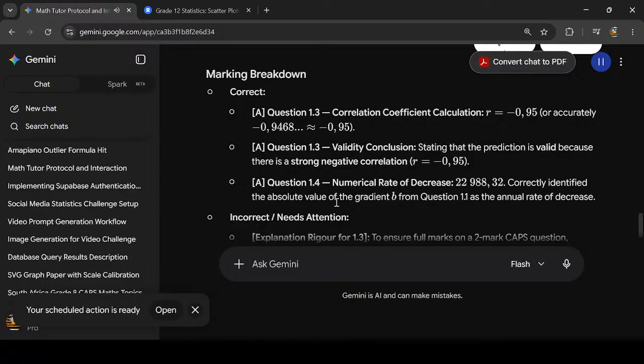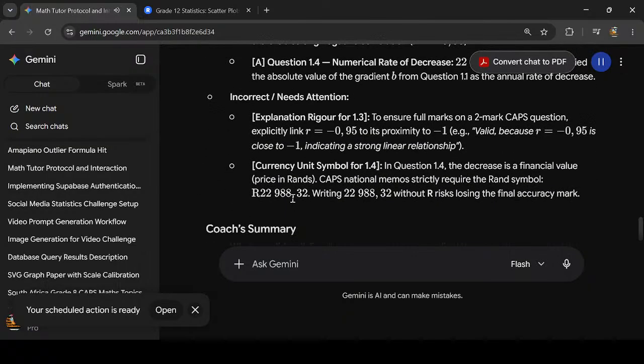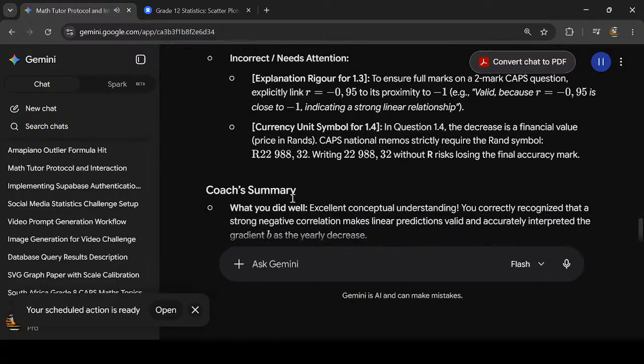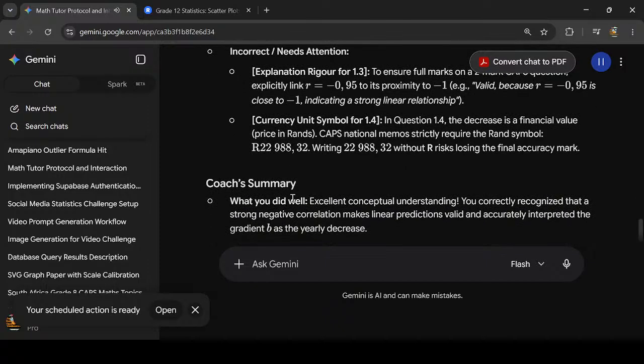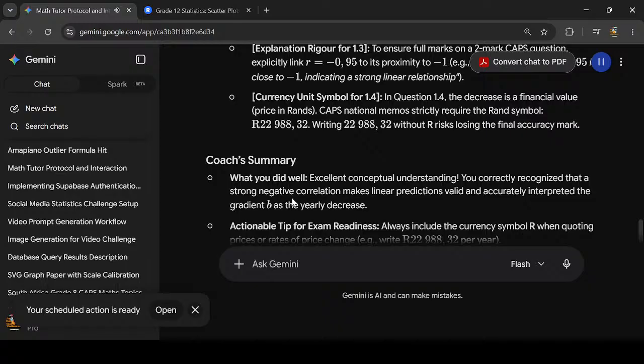Needs attention. Explanation rigor for 1.3. To ensure full marks on a 2-mark CAPS question, explicitly link R equals -0.95 to its proximity to -1. For example: valid, because R equals -0.95 is close to -1, indicating a strong linear relationship. Currency unit symbol for 1.4. In question 1.4, the decrease is a financial value, a price in rands. CAPS national memos strictly require the rand symbol. Write R22,988.32. Writing 22,988.32 without R risks losing the final accuracy mark.